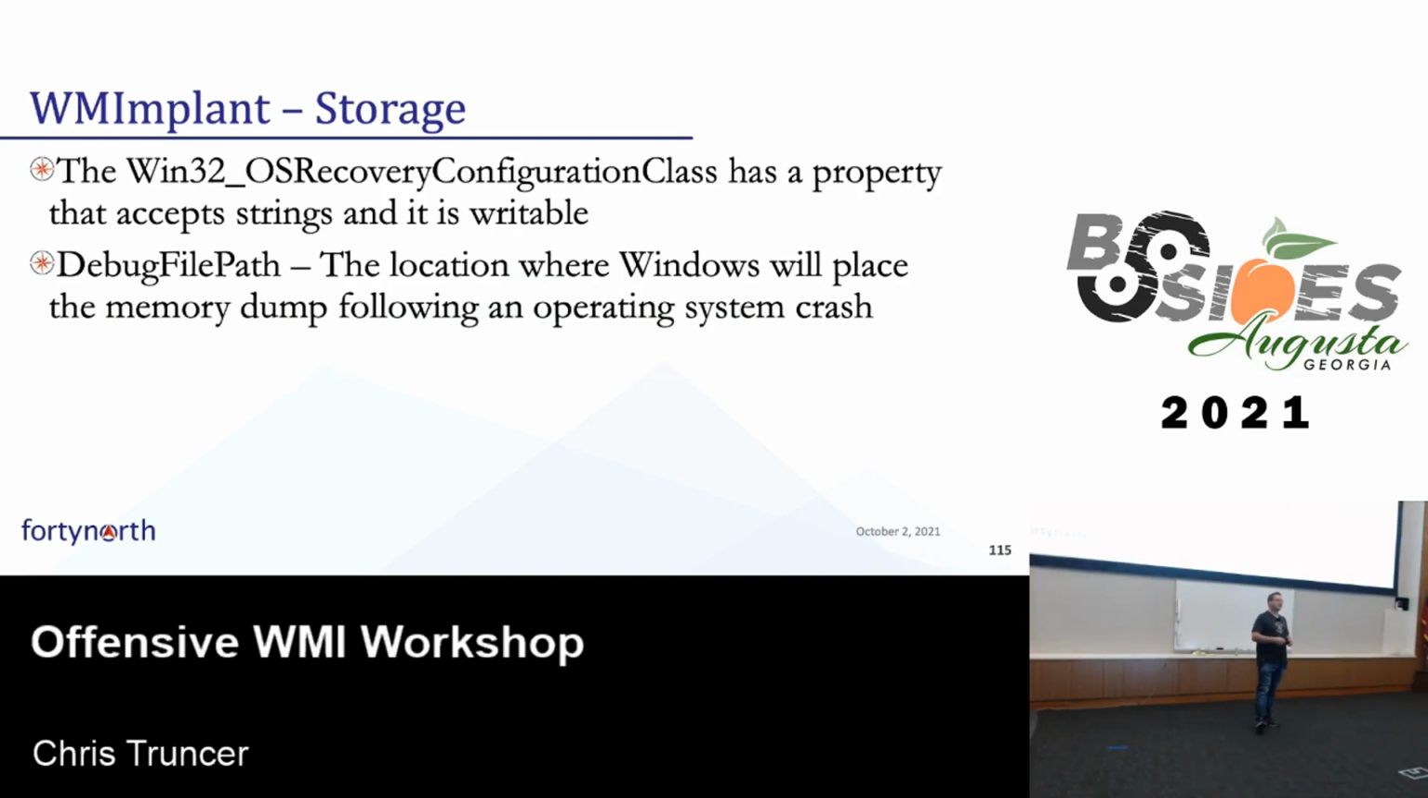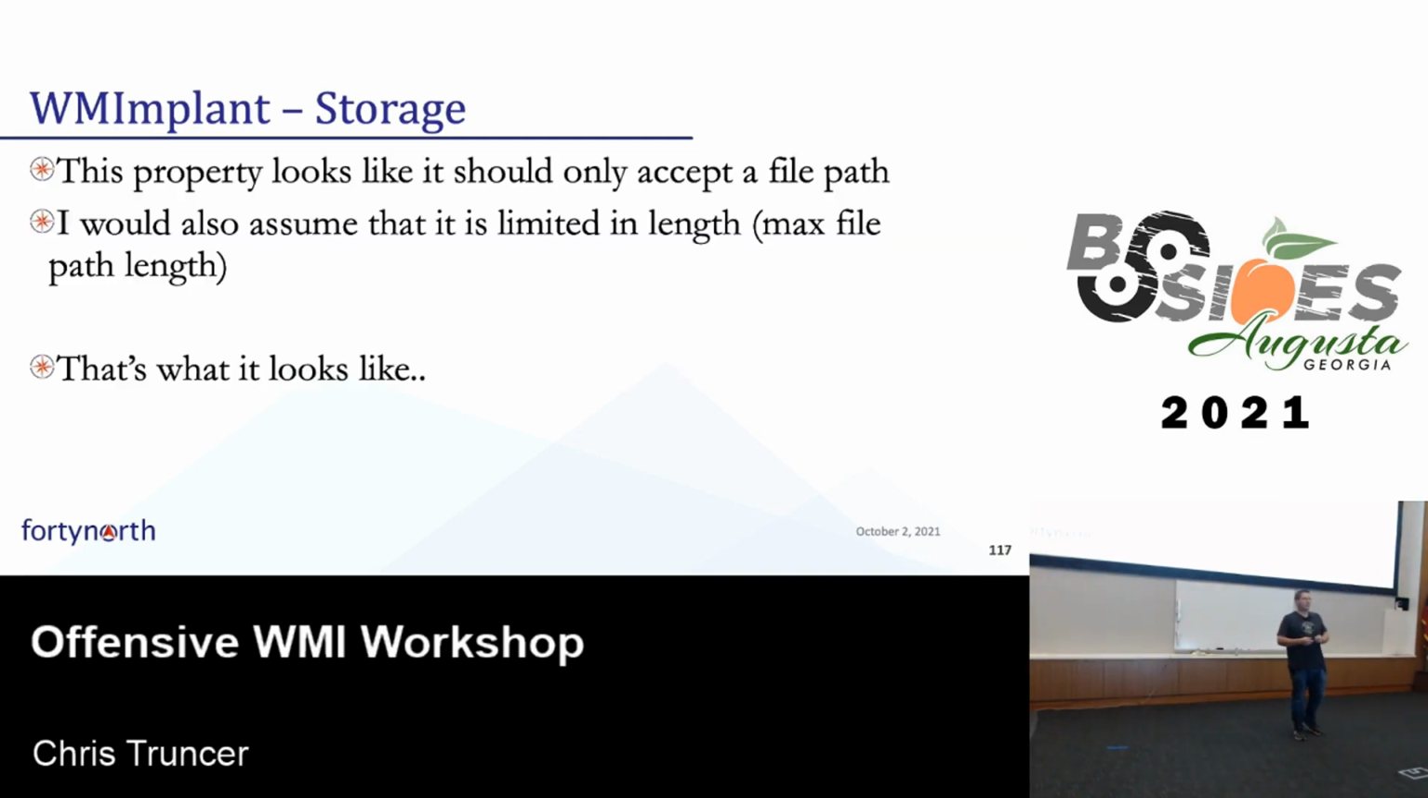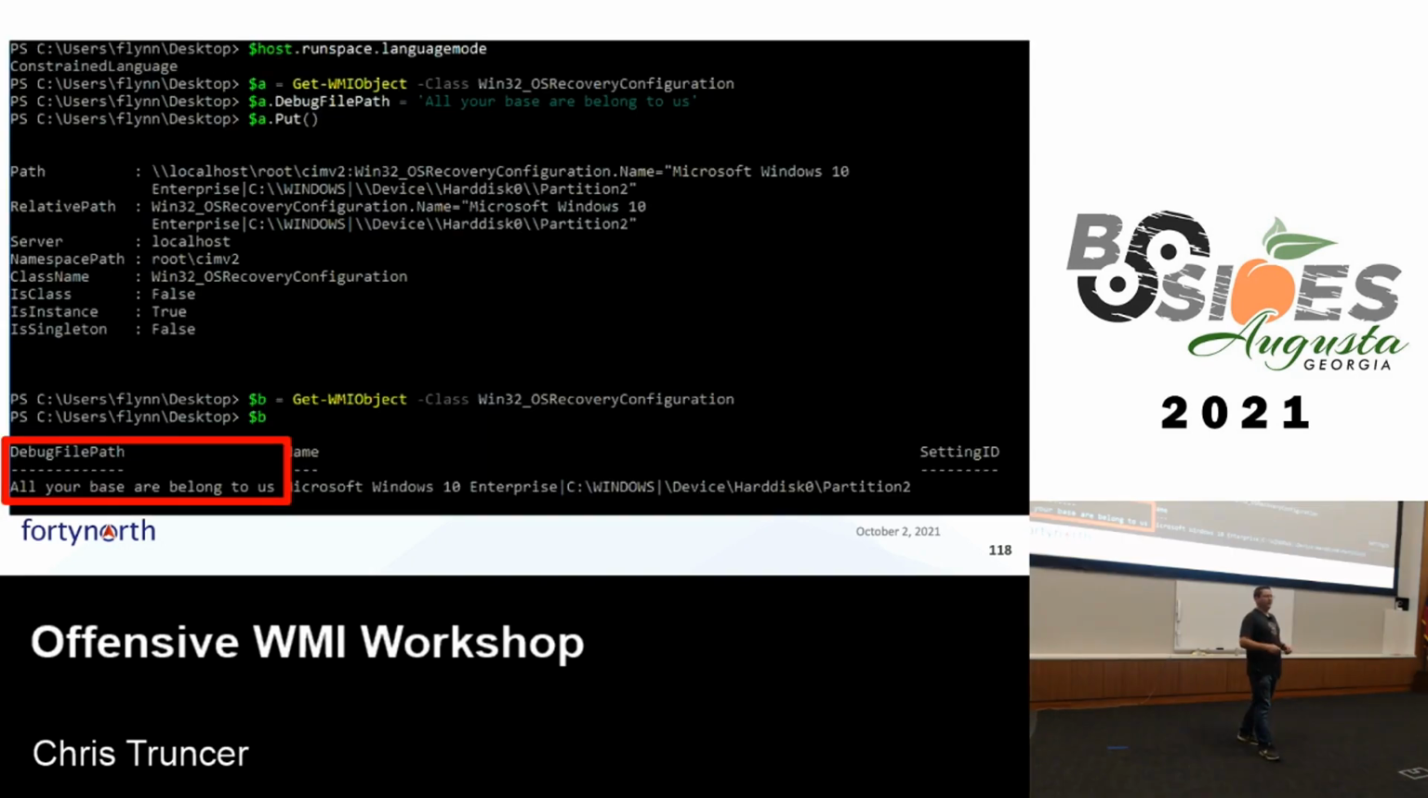But specifically, the debug file path property is a writable property with a string data type. That's the location where, when your system blue screens and crashes, Windows writes the memory dump to on disk. So it's a file path. Right here, it's saying it's going to write to system root and then memory dump. Well, that was interesting, but I'm thinking this should only accept a file path, right? Because it has to write this to a file. And I'm also assuming that it's limited in length, whatever the maximum file length is on Windows. So that's what it looks like, but trust and verify, right?